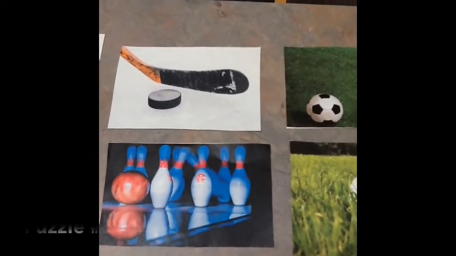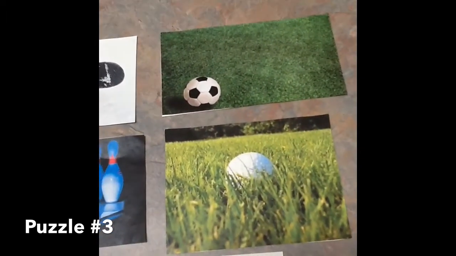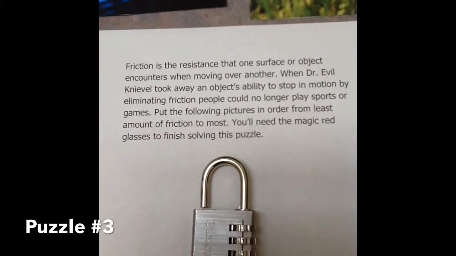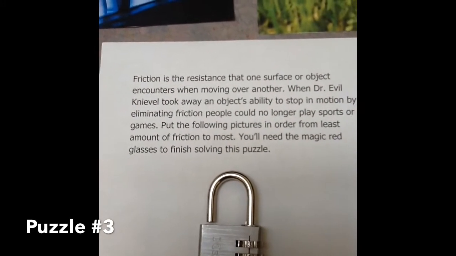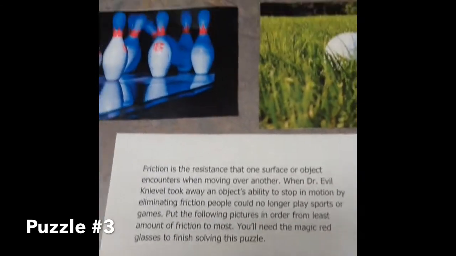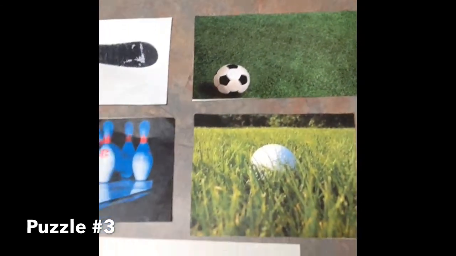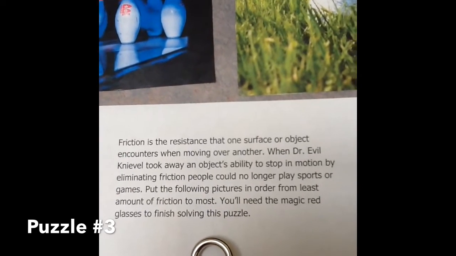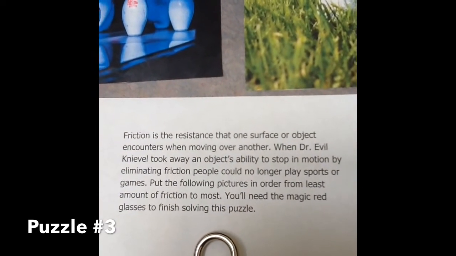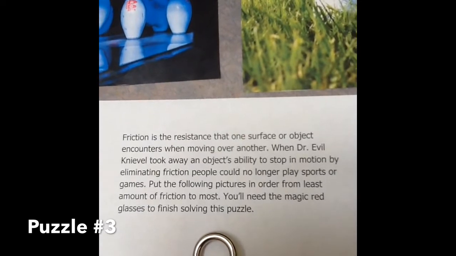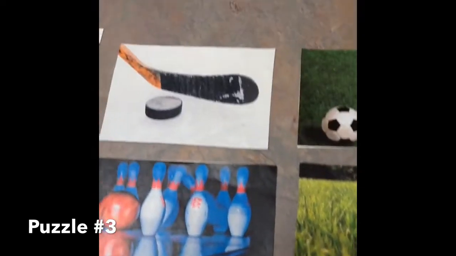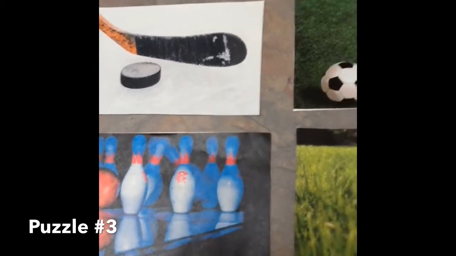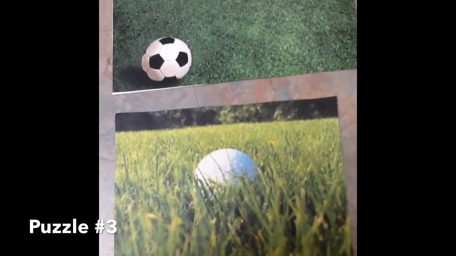Number 3, you can put these 4 items somewhere around the room, and this clue can be located also somewhere around the room. So once they find those 4 images, they need to put them in order, and the puzzle says to put the following pictures in order from least amount of friction to most. So this would have the least amount of friction, 1, 2, 3, 4.